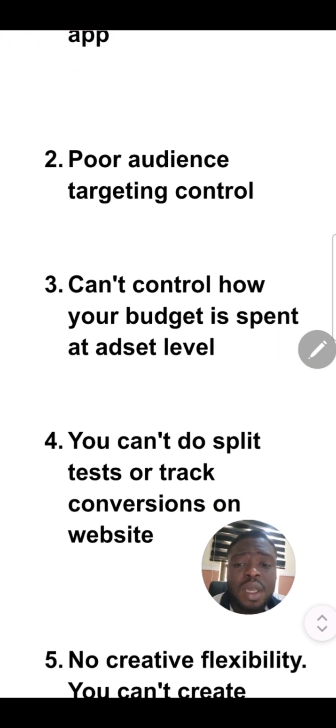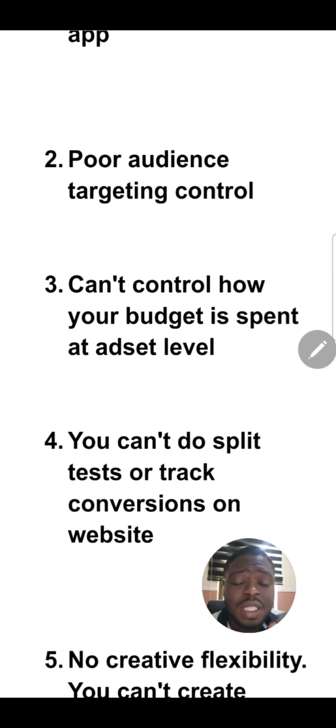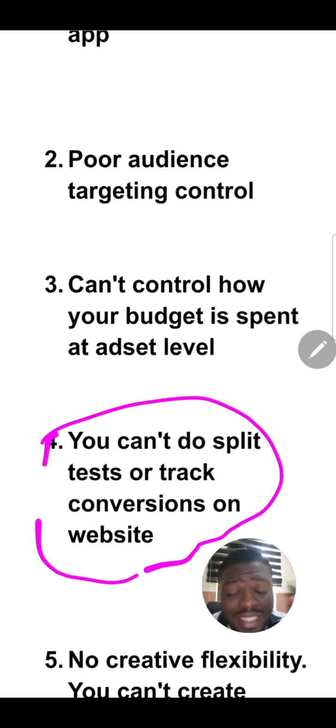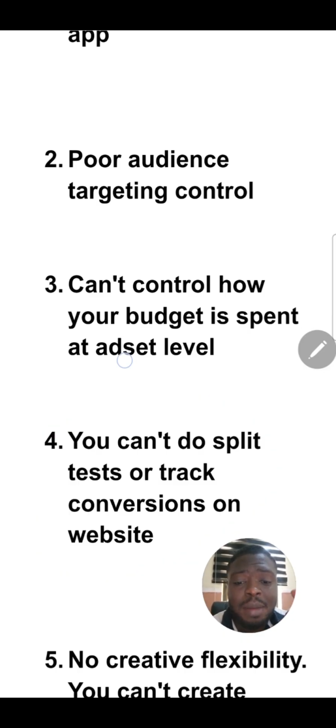Then 3, you can't control how your budget is spent at ad set level. You remember I told you that you can only set your budget at the campaign level. There's a disadvantage to that if you are trying to test. And you can't even do split tests or track any ad that sends people to your website. So those of you that want to be a little bit more professional and send people to your website, you cannot do that on the Meta Ad Manager app.